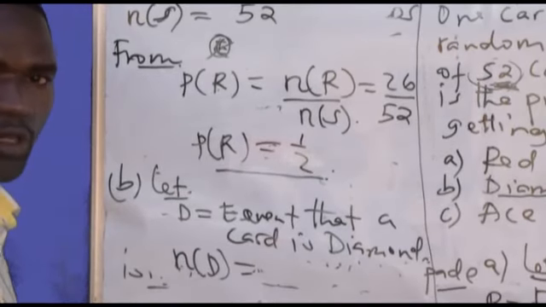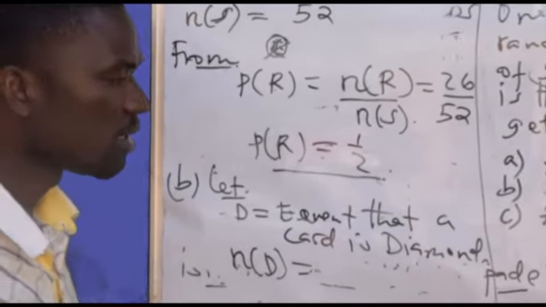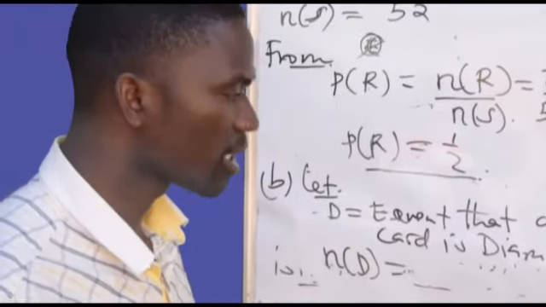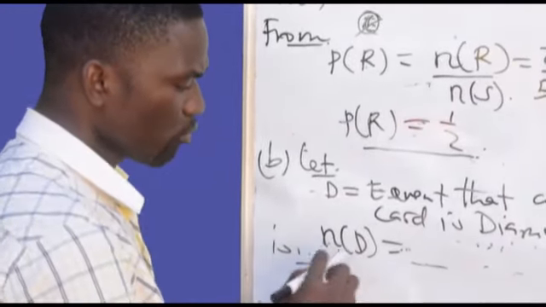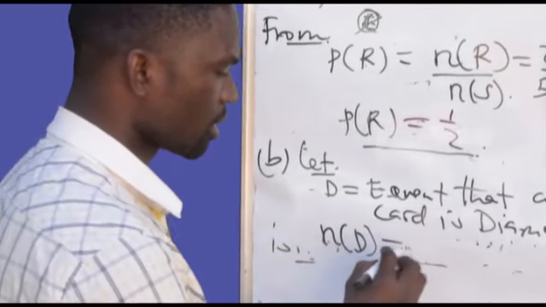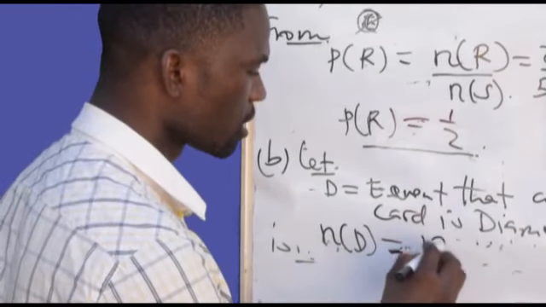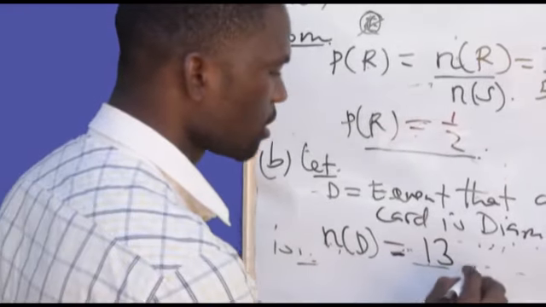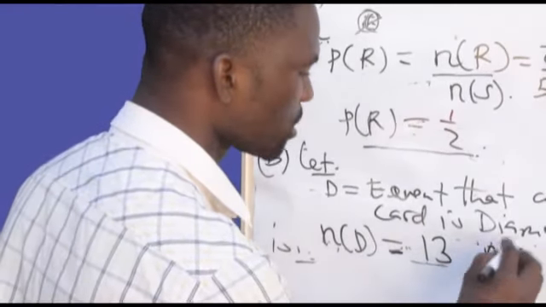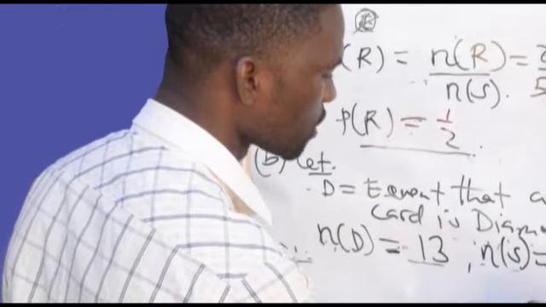Now, if you are familiar with the names of cards and the number of cards available, you have to know for sure that the number of diamond cards has to be 13. And again, the sample space remains the same, 52.